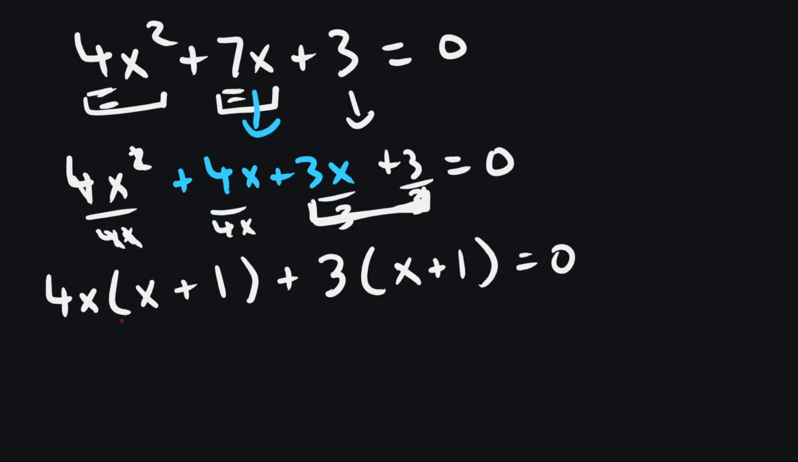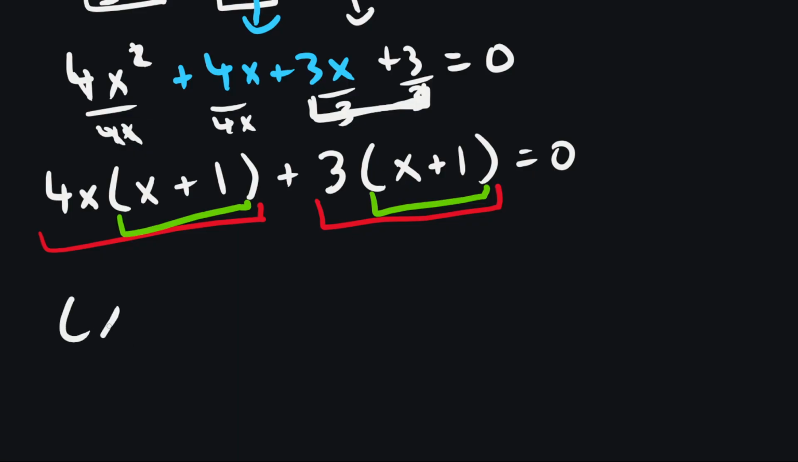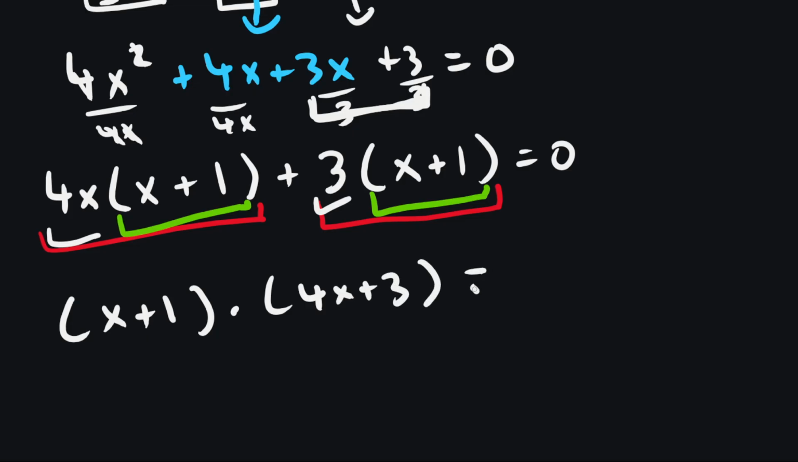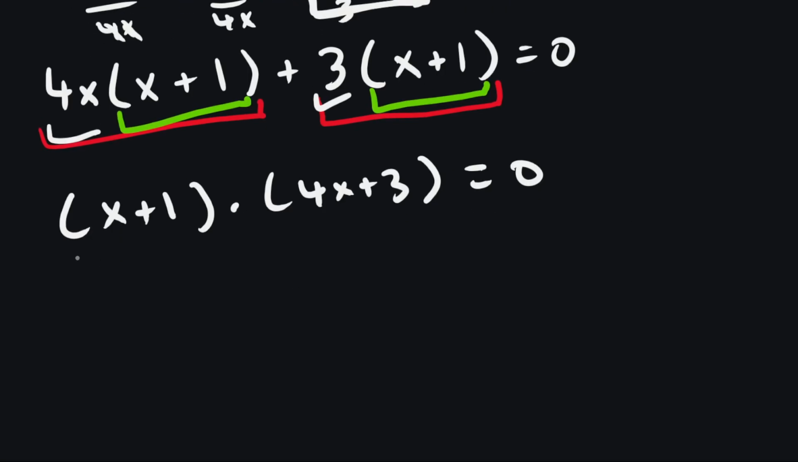And now, if you look at both of these terms, they have a common factor of x plus 1. So we can factor out this x plus 1. X plus 1 times, and what are we left with here? 4x plus 3, equals 0. Good, so we've been able to factor this into two binomials, x plus 1 times 4x plus 3.